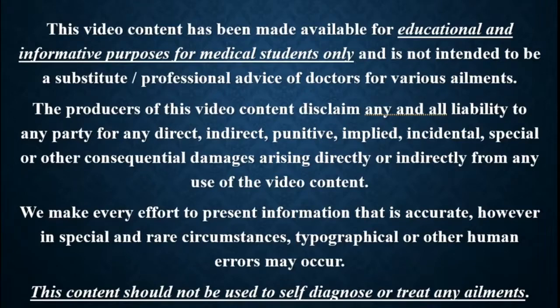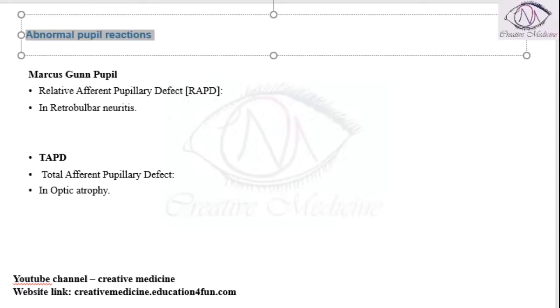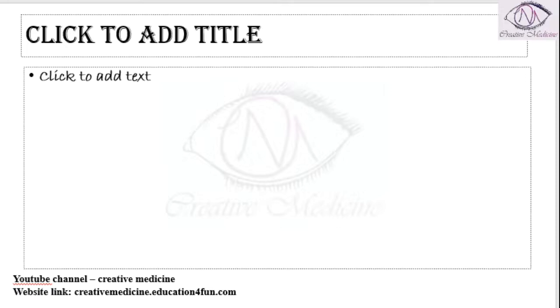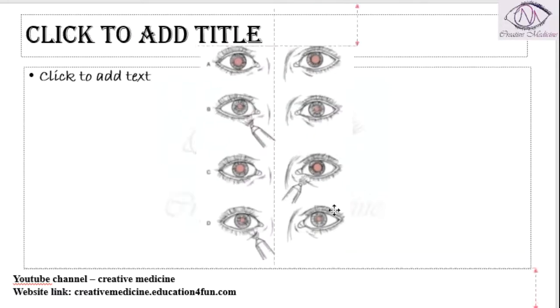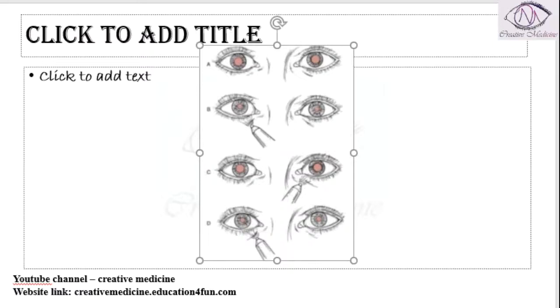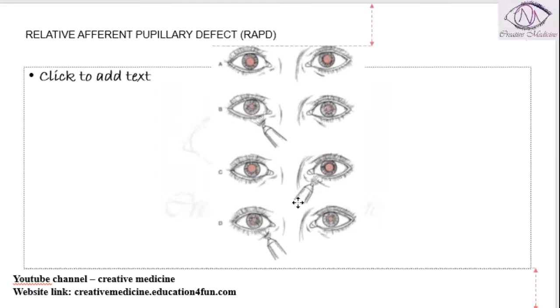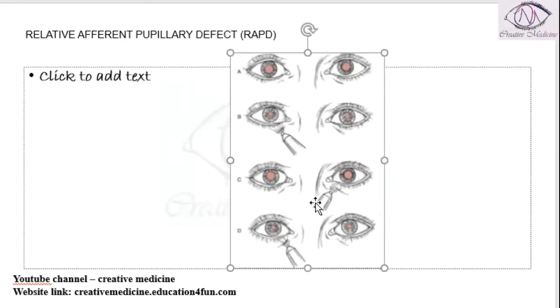In this lecture, we will learn about... So this is the picture showing relative afferent pupillary defect, where we see first we will show the light on one eye.